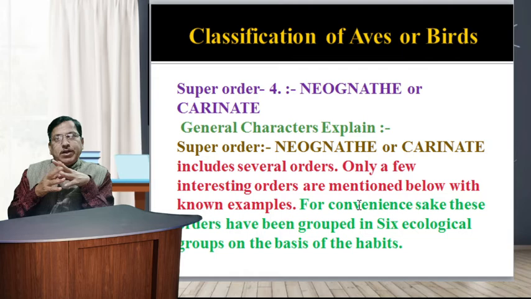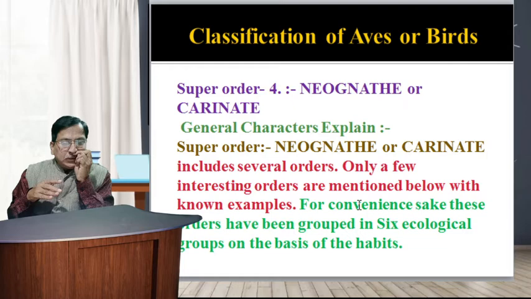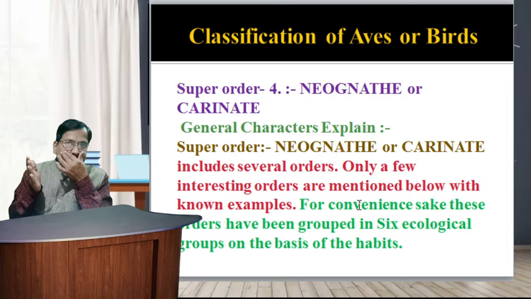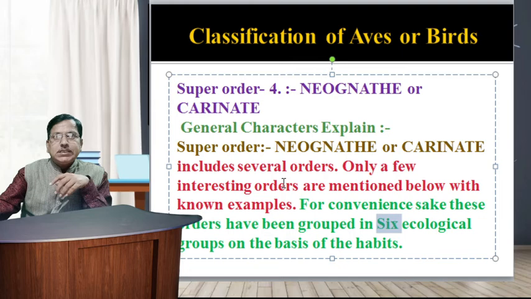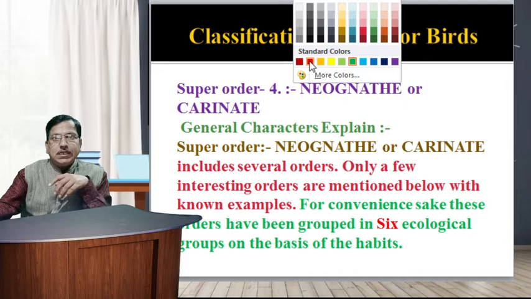The superorder Neognathi or Carinatae includes several orders. Only a few interesting orders are mentioned below with known examples. For convenience, these orders have been grouped in 6 ecological groups on the basis of habits. So 6 important groups are formed by these animals from an ecological point of view.